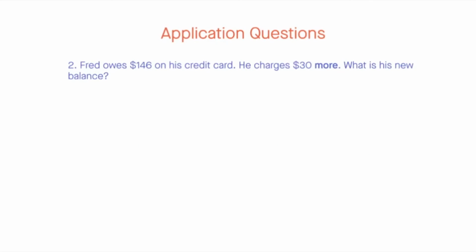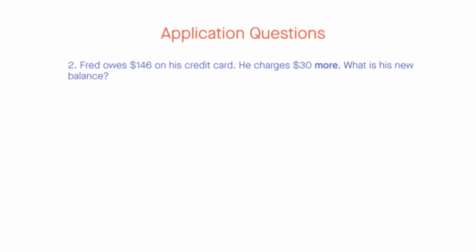Okay, so our next question is Fred owes $146 on his credit card. He charges $30 more. What is his new balance? So in this question, the key word is more. More shows us that we have to do addition. The word owes shows us that we have to put a negative sign in front of 146.